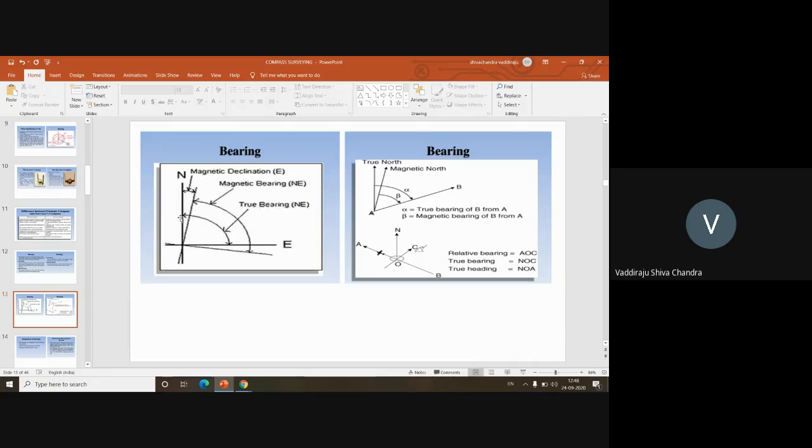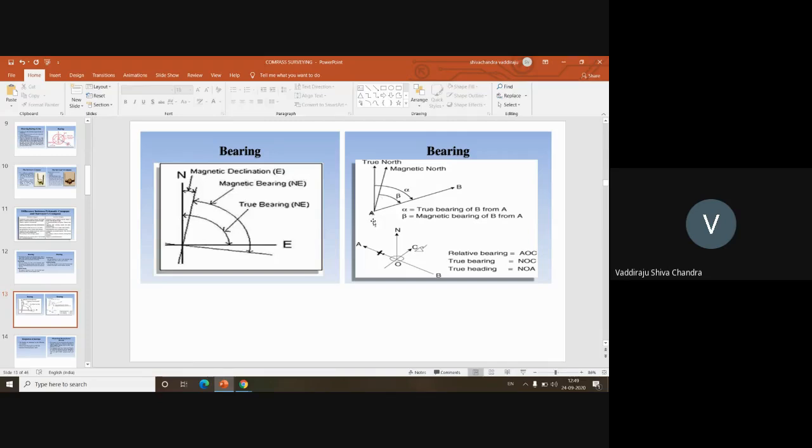So bearings measured with respect to true north are called true bearings, which don't change with respect to time and space. Bearings measured with the magnetic north are called magnetic bearings, which change with time and place. Okay, and all the bearings which we are taking as part of our syllabus are by default magnetic bearings, and measurements are based on magnetic north, not the true north.